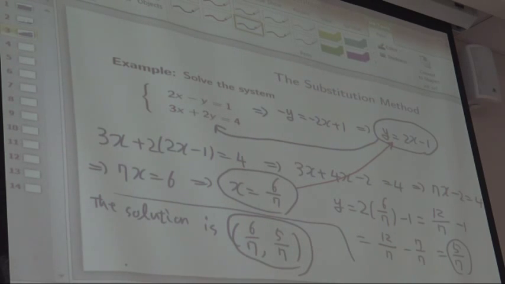Alright, let's take a break. Section 216, section 2.